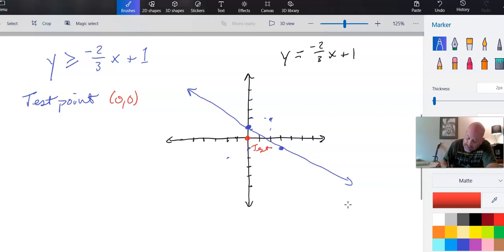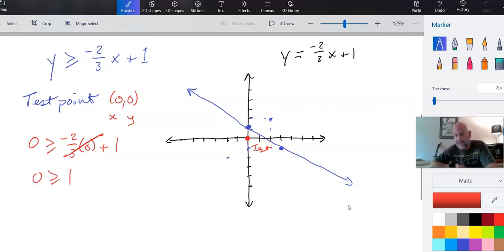If I plug these in, remember that's an x, that's a y. So y is 0 and x is 0. The statement becomes 0 is greater than or equal to negative 2/3 of 0 plus 1. Well, 0 times that goes away, so we have 0 is greater than or equal to 1. That's false. That's absolutely false.